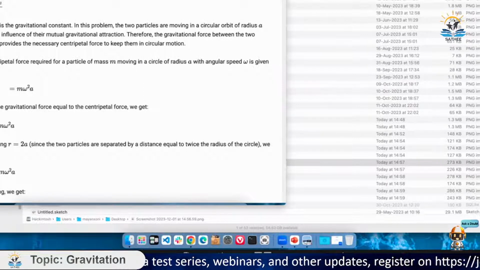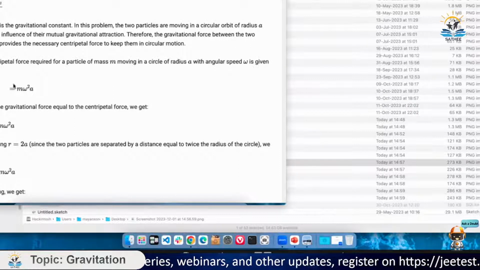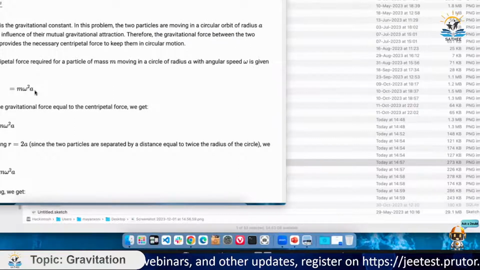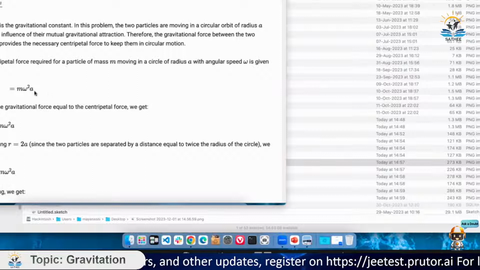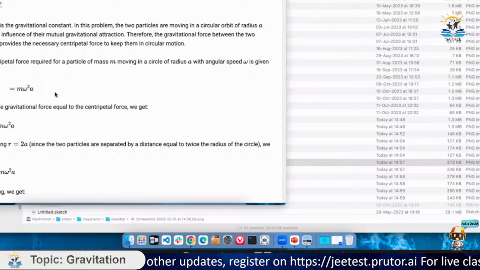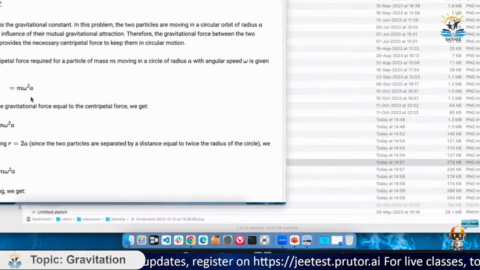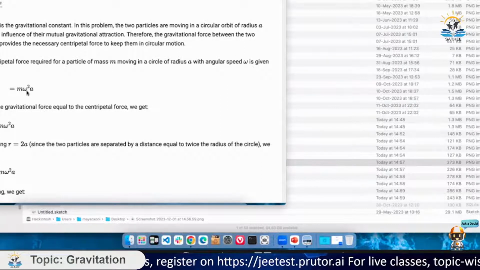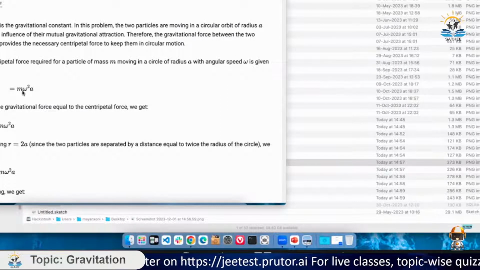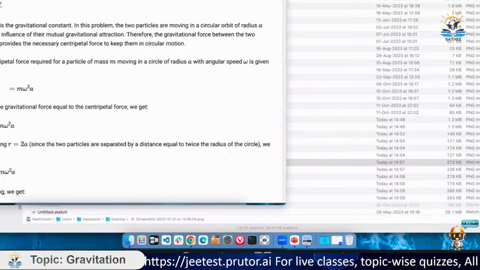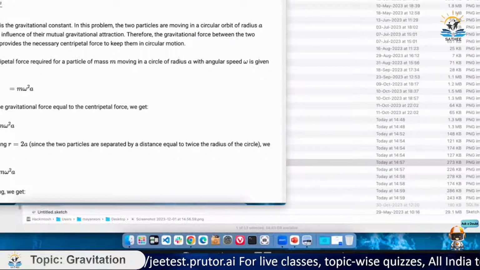Okay, so the centripetal force can be written as m omega square a, or also we can write it as mv square by a. Since we need to find the angular velocity, we write it as m omega square a. This would be equal to G m square upon radius whole square.